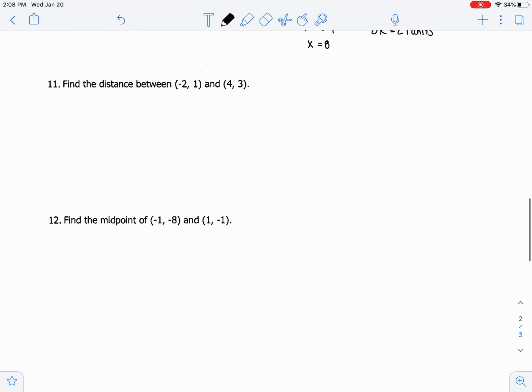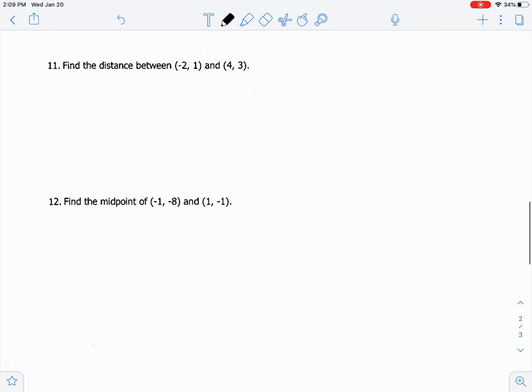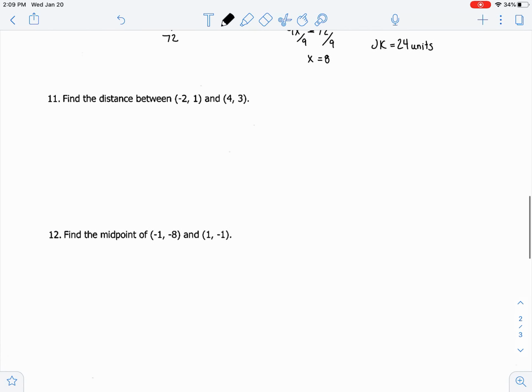Alrighty, so most of us just did pretty great here. A few of us left this blank, and in those folks' defense, I wasn't here to teach you this. So I'm gonna take a little bit of extra time with these two problems. Find the distance between these 2 points.